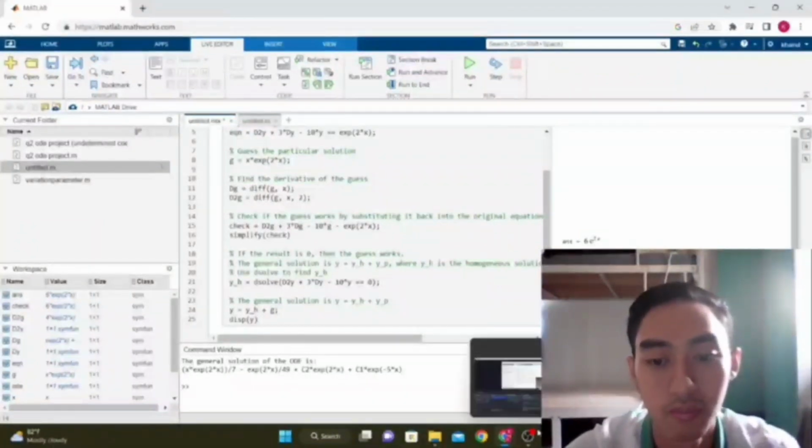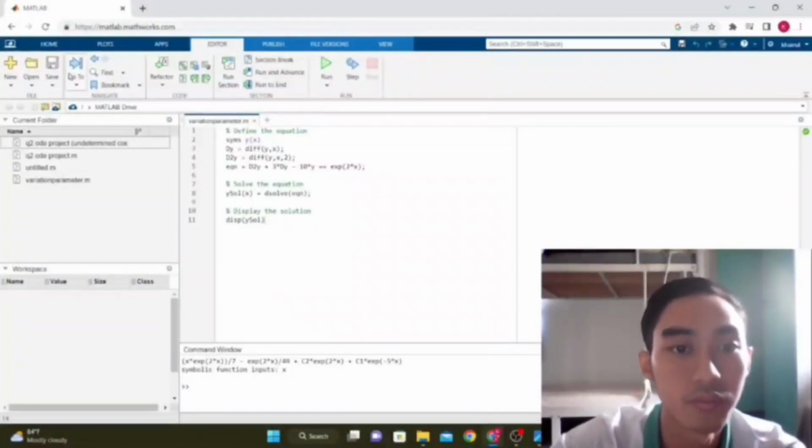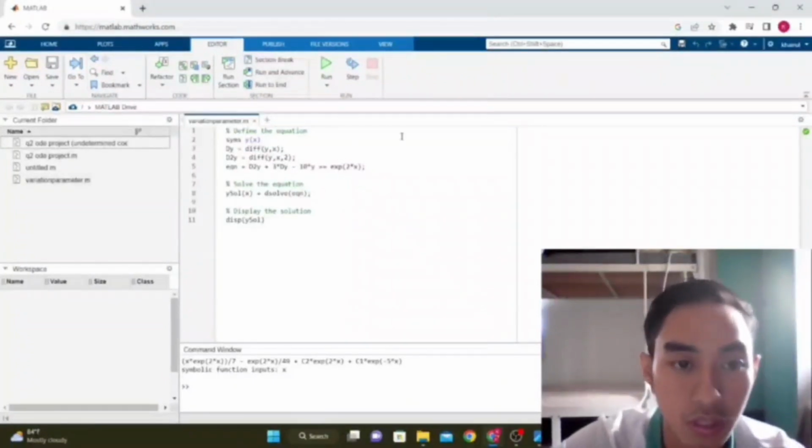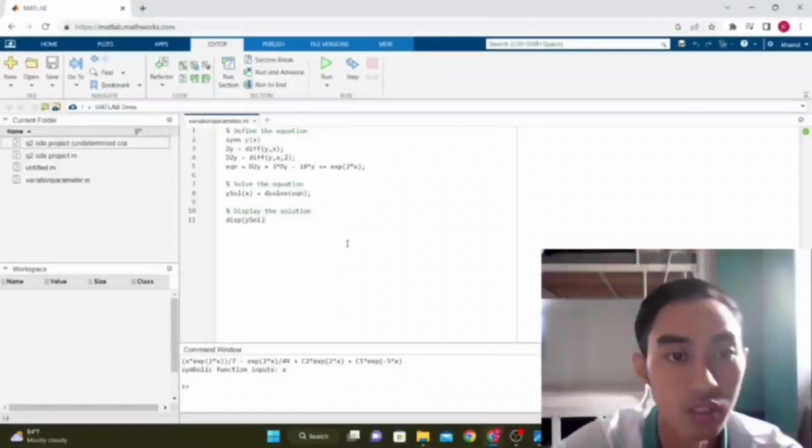Alright. Okay, so this is the second method simulation, finding the general solution using variation of parameters. So I'm using this simulation, and I'm going to explain it.